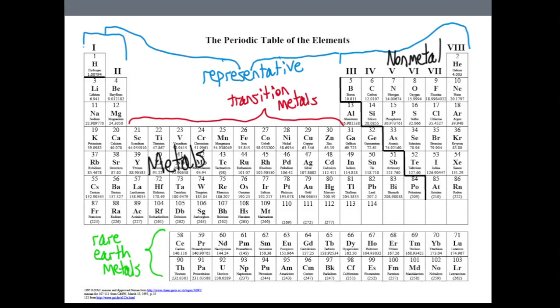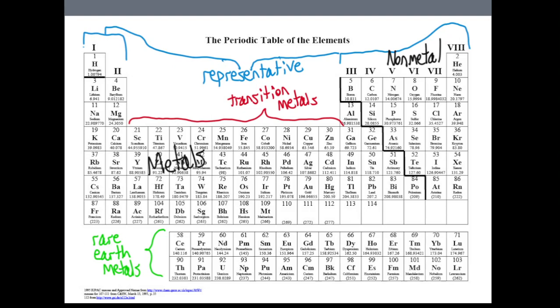Group 2, this is going to be the alkaline earth metals, and these have the same properties as alkali metals, but they're a little bit weaker. So they're still going to produce that hydrogen gas when they come into contact with water, just not as much.